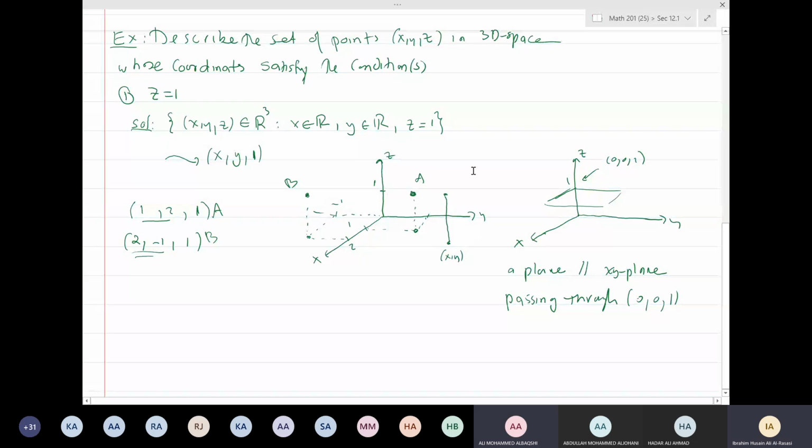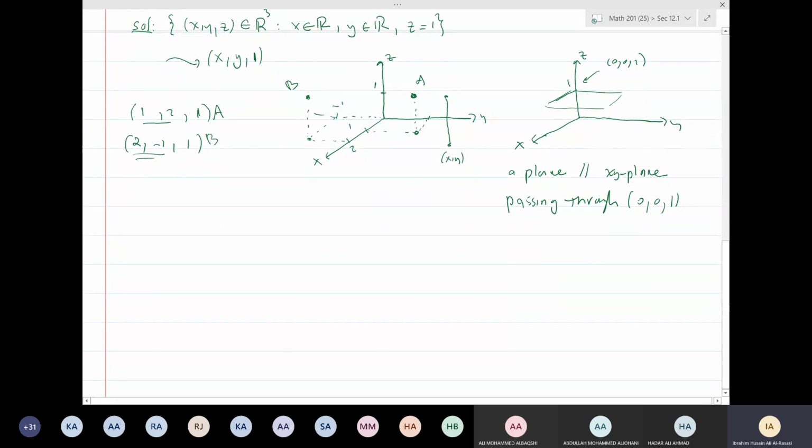But the main idea, again, go to second example, third example: the main idea always starts from the XY plane, and then you go up or down. Okay. A second example. X equals 2, Y equals 3. So the solution here: I need to sketch the set of all points X, Y, Z in R3.